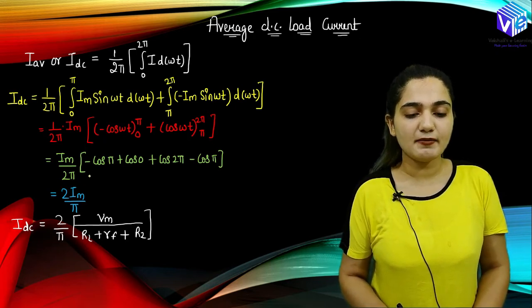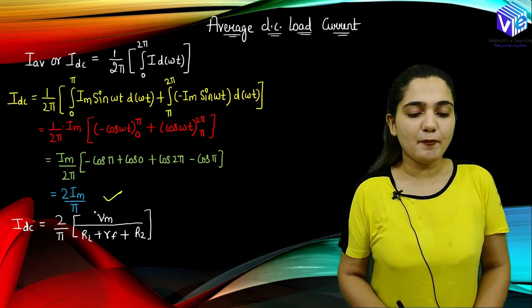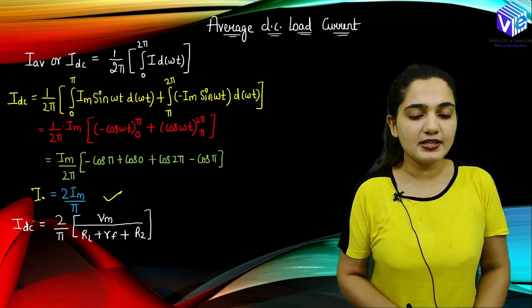So I will be having Im upon 2 pi, minus cos pi plus cos of 0 plus cos of 2 pi minus cos of pi. So I will be left with 2 Im upon pi. So this is my IDC, right?